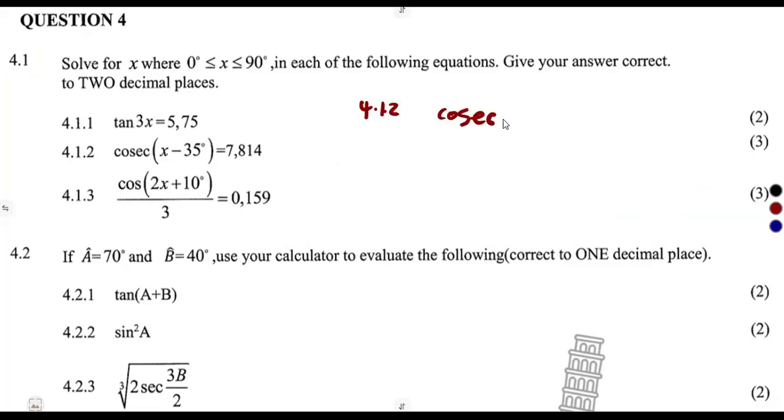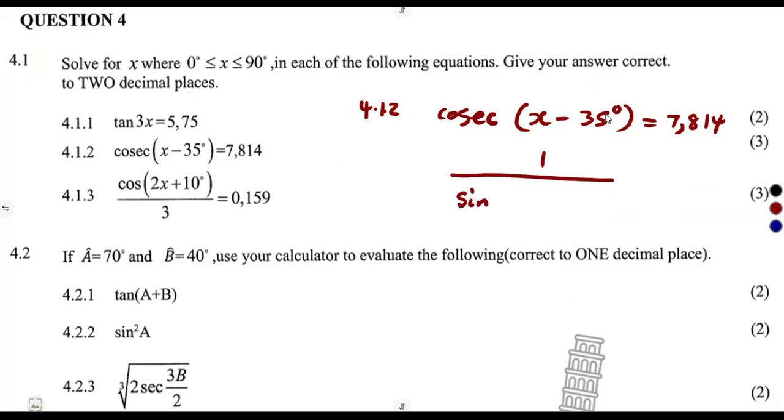So if you're given the cosec of x minus 35 degrees like this is equal to 7.814 like this. So remember that cosec means 1 over what? 1 over sine. Cosec is 1 over sine. So this will be 1 over the sine. So it's the sine of what? Everything as it is. The sine of x minus 35 degrees, which is equal to 7.814 like this.